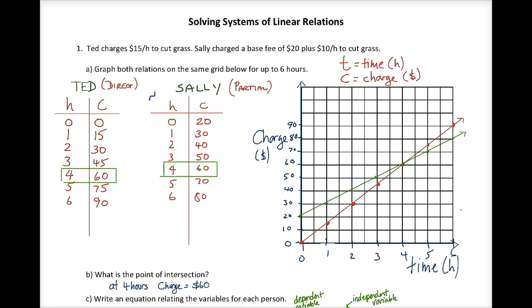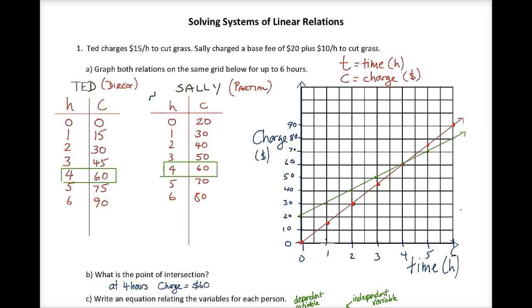For Sally, now, Sally's is a partial variation, so we have an initial value of $20, and the rate of change is $10 per hour, so these numbers go up by 10 as these numbers go up by 1. Even already from the tables, we can see that at 4 hours the cost is the same, so that's our break-even point, or our point of intersection.